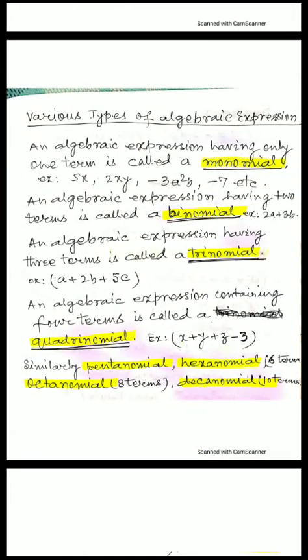Now, various types of algebraic expressions. An algebraic expression having only one term is called a monomial. For example, 5x, 2xy, minus 3a square b, minus 7, etc. An algebraic expression having two terms is called a binomial. For example, 2a plus 3b.